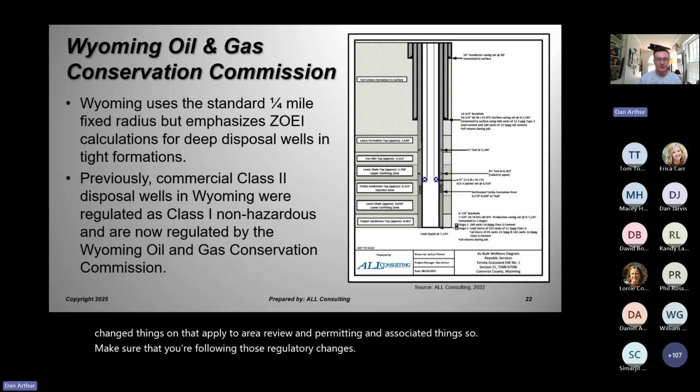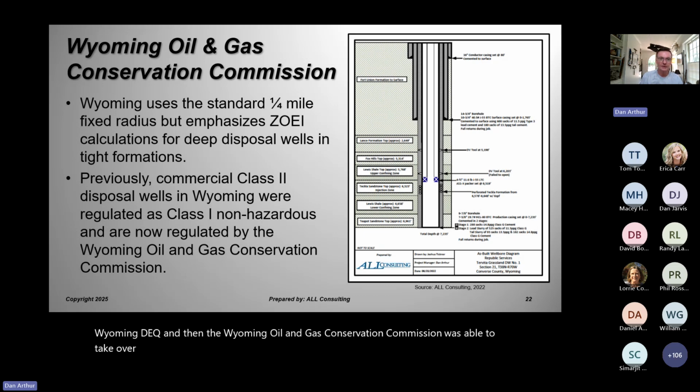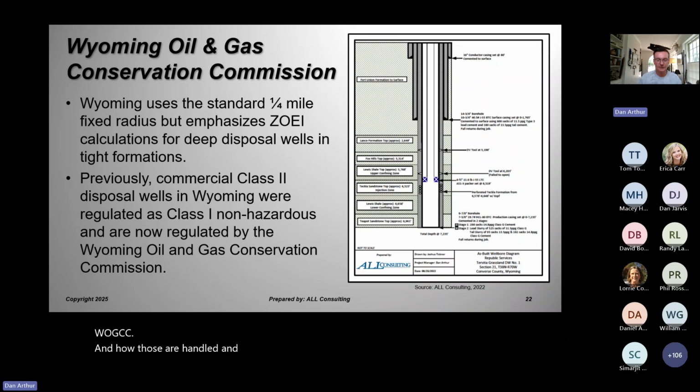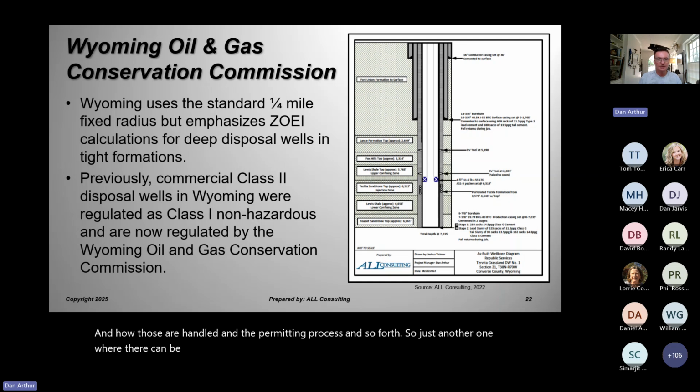Wyoming went from something where Class II disposal wells were regulated by the Wyoming DEQ, and then the Wyoming Oil and Gas Conservation Commission was able to take over that for the Class II wells. It made a big change in a lot of the work that we were doing, going from the DEQ to the WOGCC, and how those are handled and the permitting process and so forth. So just another one where there can be some rather significant changes.